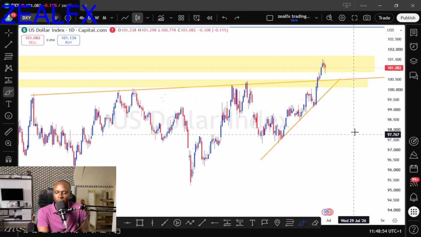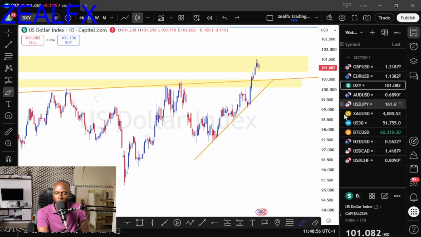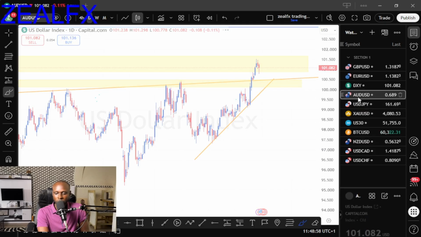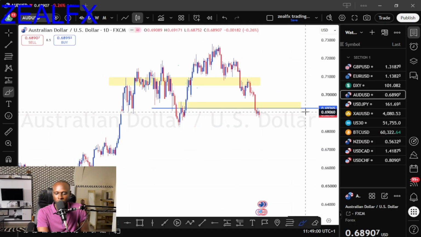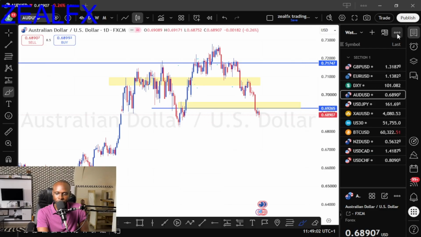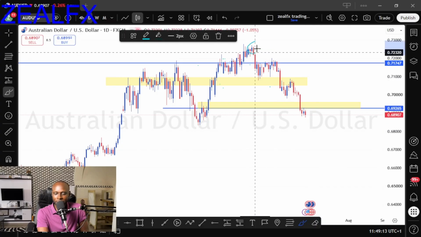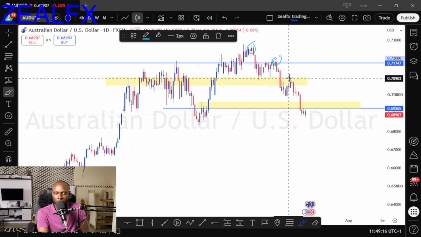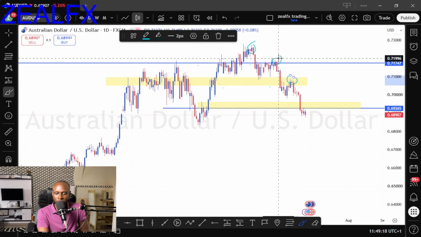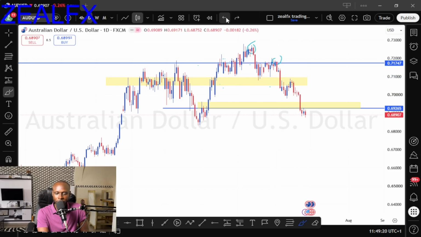So let's continue with the forex analysis. Let's look at our next pair, which is the Australia USD. On my daily time frame, the Australia USD is creating an inner structure for a bearish trend. You can see price creating this higher high, then a lower high and a lower high. So this series of lower highs indicates a bearish trend for the Australia USD.